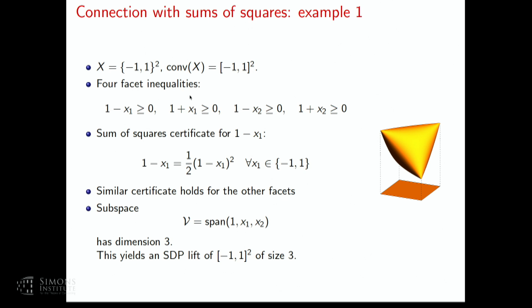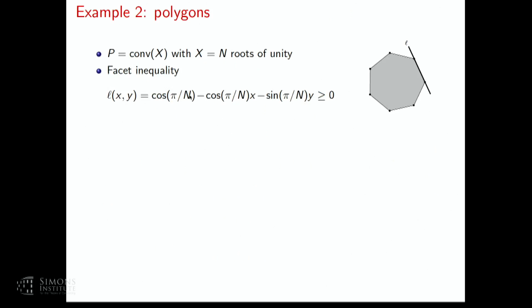So now I want to show a slightly more complicated example, to look at the difference between the subspaces. Here, this is the subspace of linear polynomials of degree at least 1. And I want to see if you can look at subspaces that are different than the ones used in the Lasserre hierarchy. Okay, so this is the example of regular polygons.